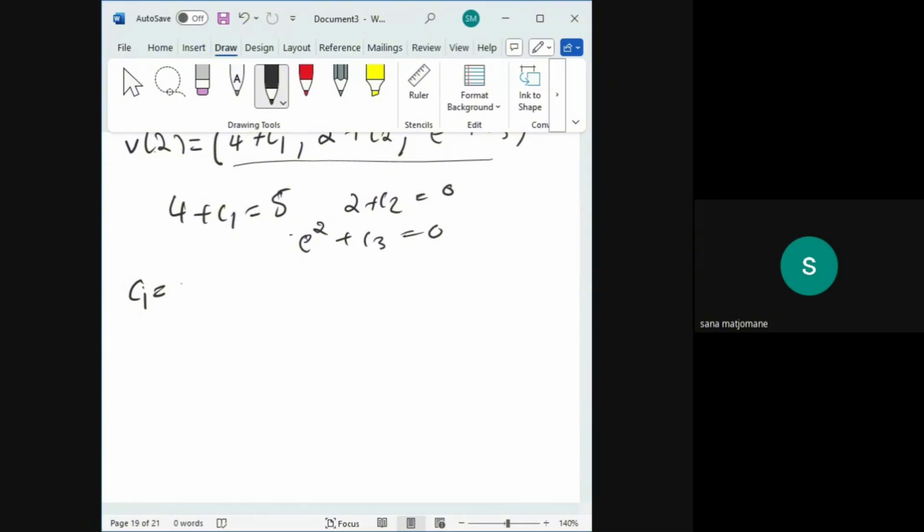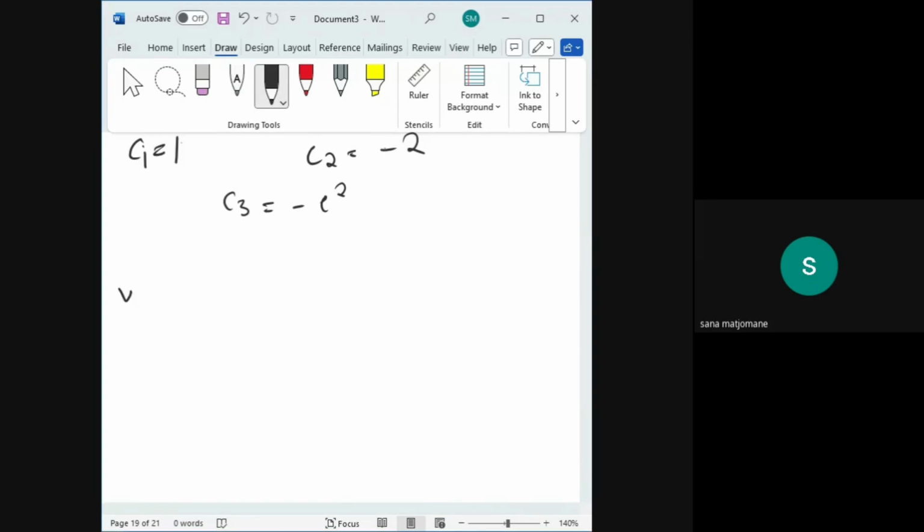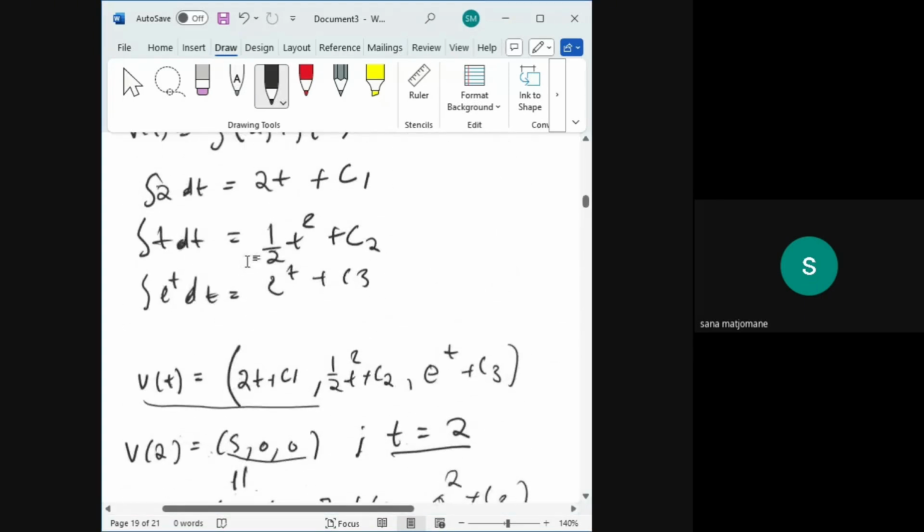It's 1. How much is C2? Negative 2. What's my C3? Negative e squared, because if you punch it on the calculator. So now we're going to substitute the constants. Now we get our vector equation.